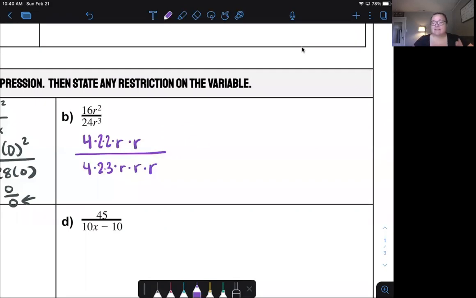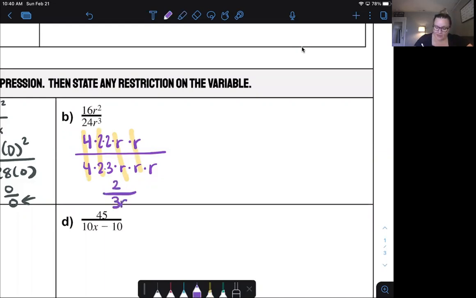So I broke down 16r squared to 4 times 2 times 2 times r times r. 24r cubed is 4 times 2 times 3 times r times r times r. So I see that these 4's will cancel, the 2's, and then 2 of these r's. So what I'm left with is 2 in the numerator and 3r in the denominator.